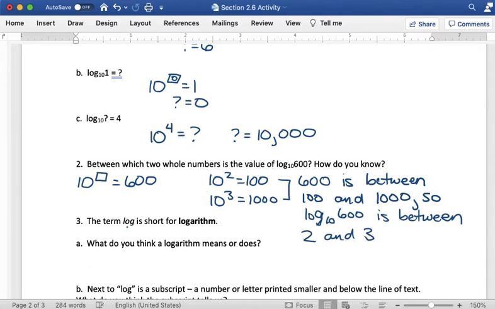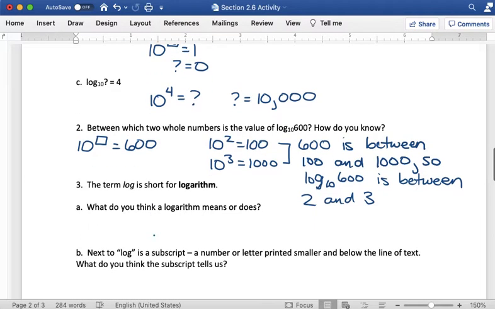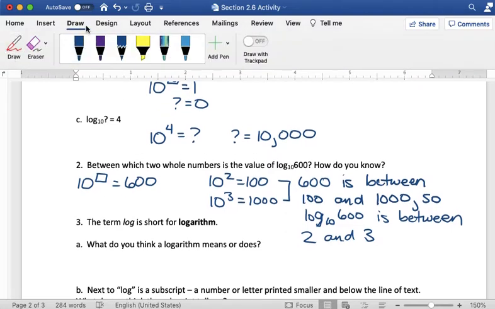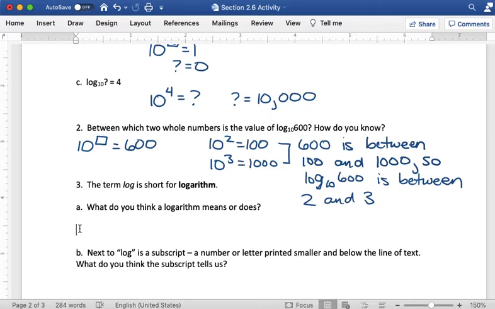So the term log is short for logarithm. And what do you think a logarithm means or does? So hopefully through these examples you've kind of gotten the picture that a logarithm gives the answer of an exponent. So the answer to a logarithm is the exponent needed.